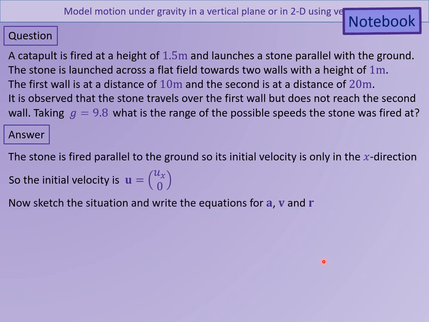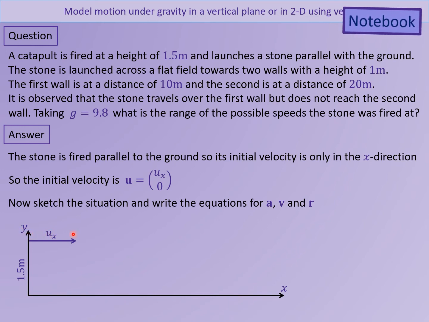So we're going to sketch the situation and write down our general equations, as you should always do whenever you get to these types of projectile questions. Okay, so I'm firing the catapult like this. I'm going to draw my walls in just so I've got an idea. I've fired it straight across at 1.5 meters high. 10 meters across, there's a wall 1 meter high. And at 20 meters across over here, there's another wall 1 meter high as well.